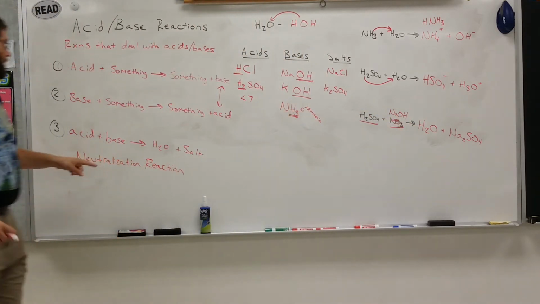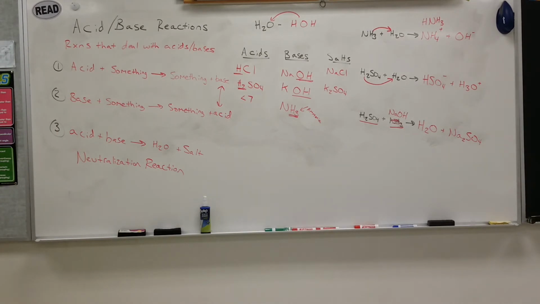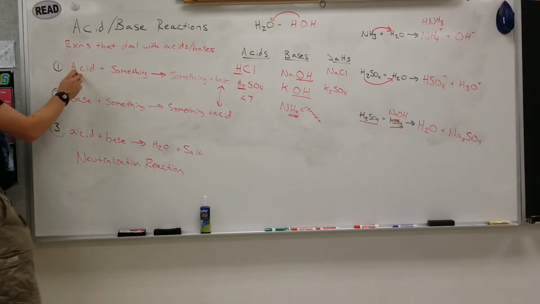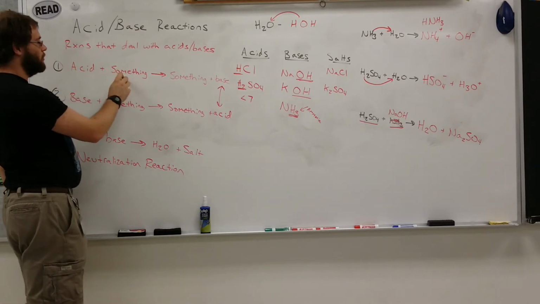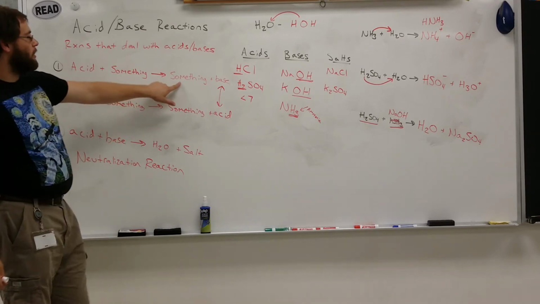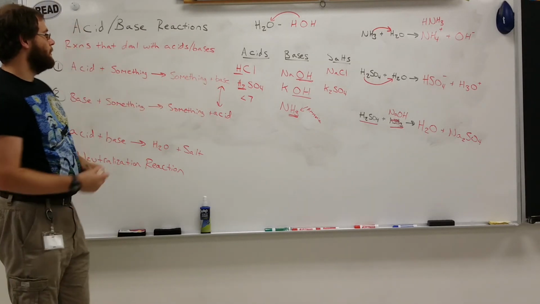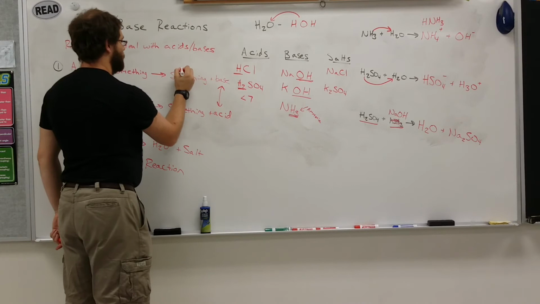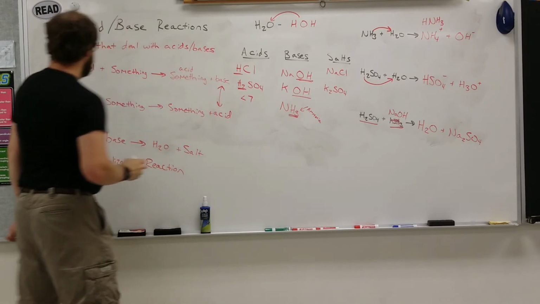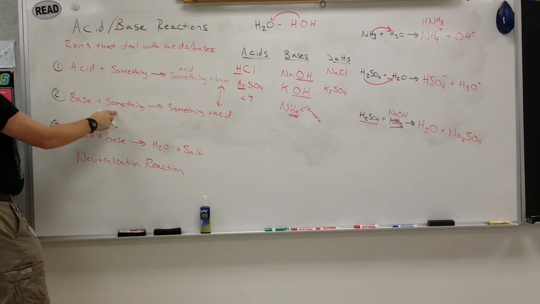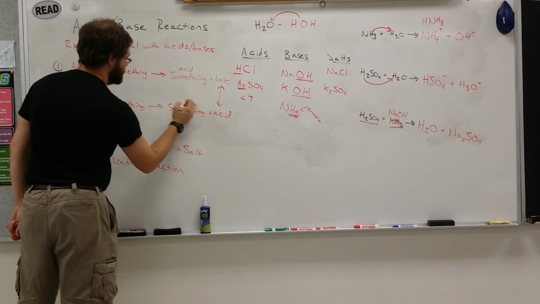Like all neutralization reactions. Okay, so just to kind of wrap up, we've got three different types of acid and base reactions. There's when we have an acid dealing with something that's generally neutral. We're going to get another acid, another base. Here we're going to have a base reacting with something neutral. It's going to become a base and an acid.